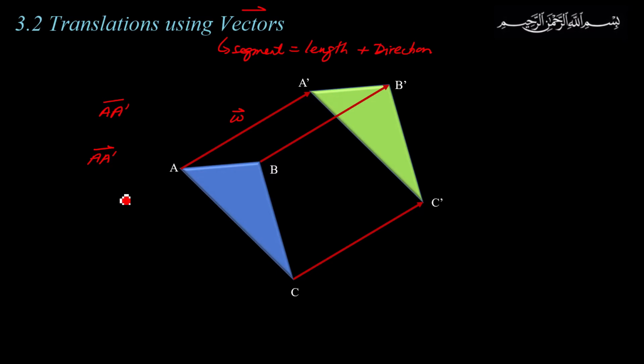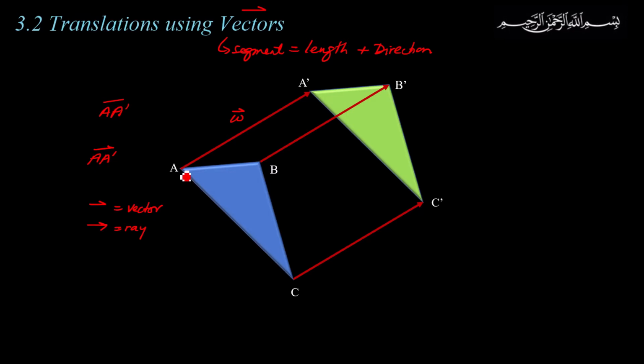I just want to bring to your attention that the symbol for a vector is this, and if you were to go like this, that's not a symbol for a vector. That is, of course, an array, and this is the symbol for a vector. Okay, so this is vector w.